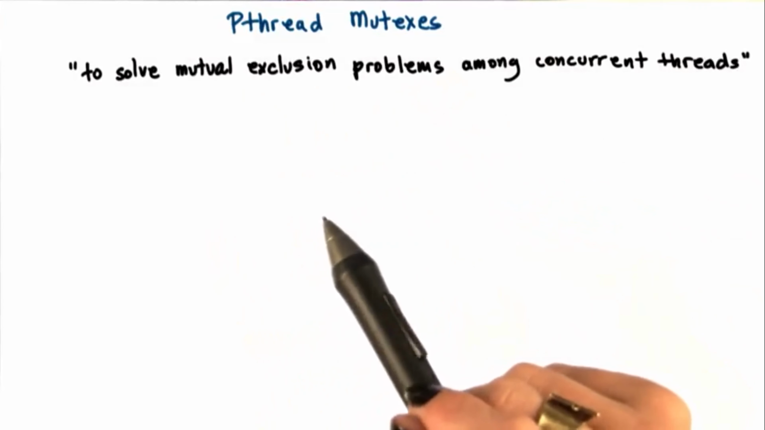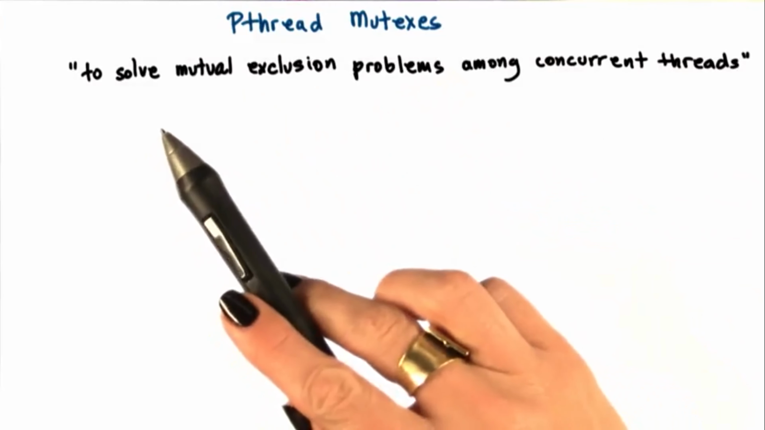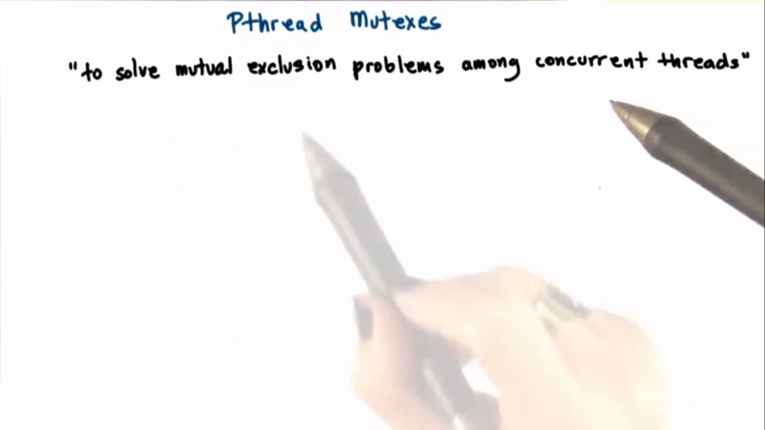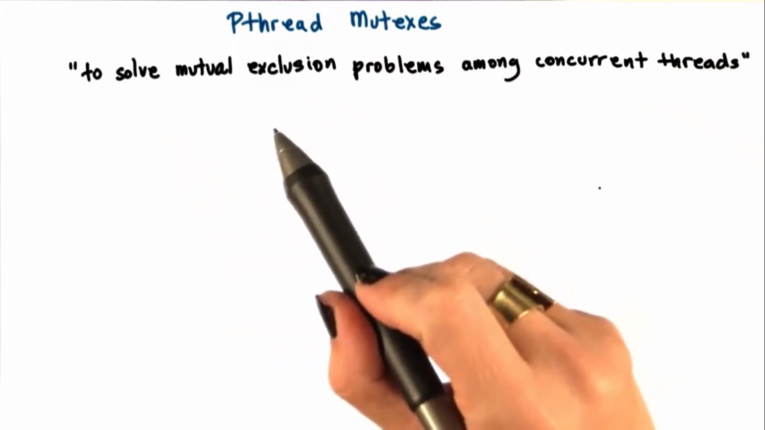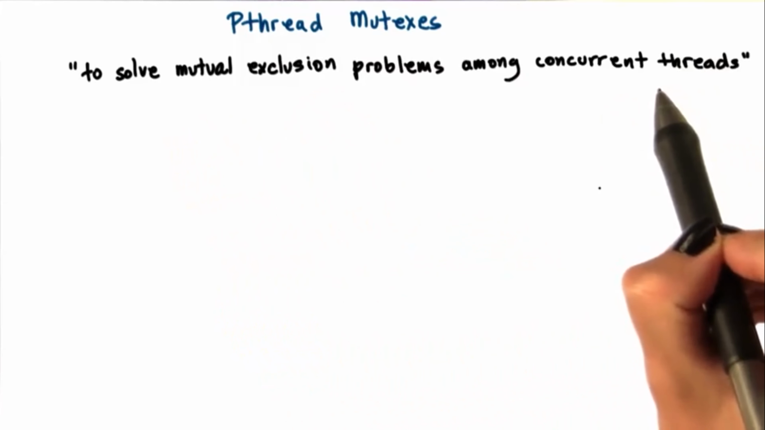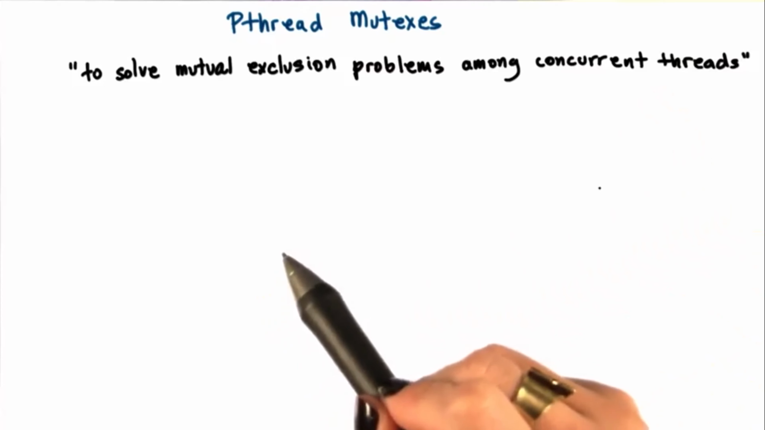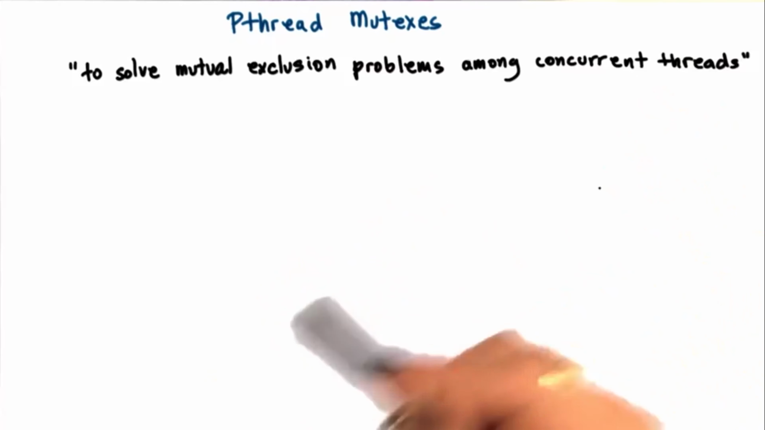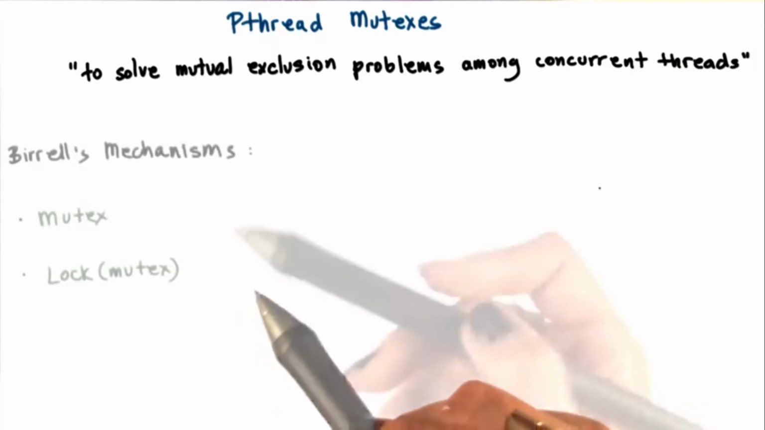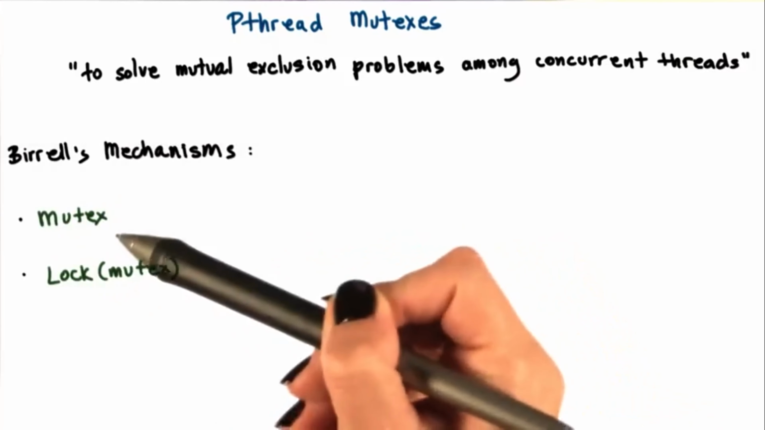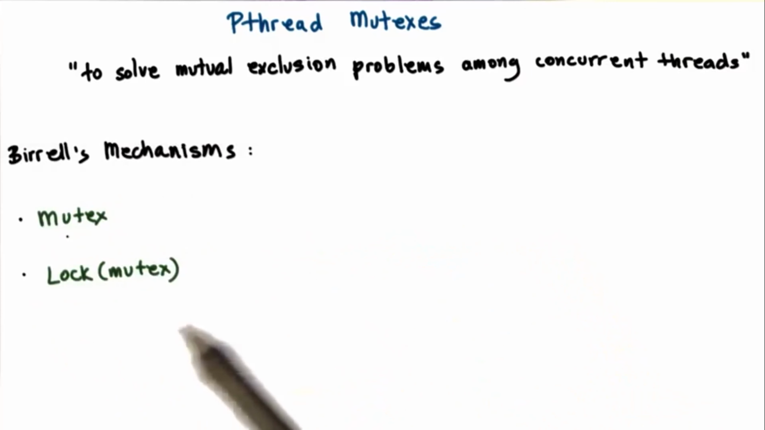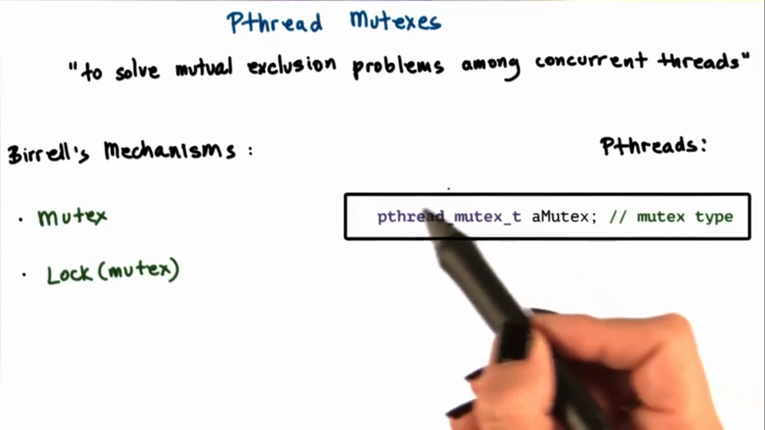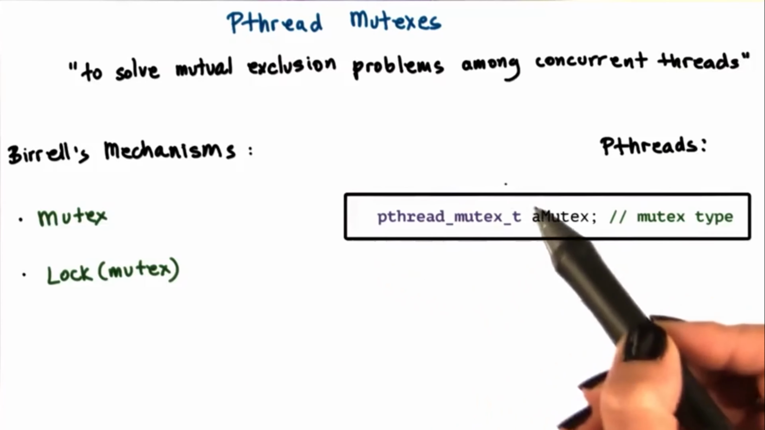To deal with the mutual exclusion problem, PThreads supports mutexes. As we explained when discussing Birrell's paper, mutexes provide a mechanism to solve the mutual exclusion problems among concurrent threads. Mutual exclusion lets us ensure that threads access shared state in a controlled manner so that only one thread at a time can perform modifications or otherwise access that shared variable.